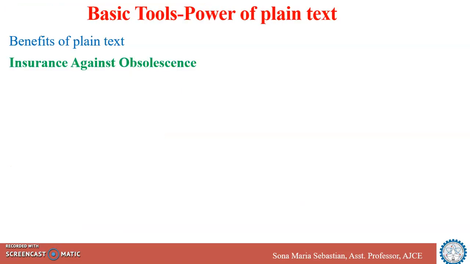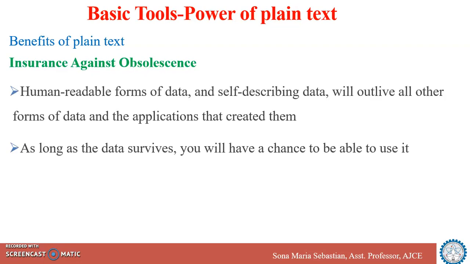Now, let us see some benefits of plain text. The first one is insurance against obsolescence. That is, human readable forms of data and self-describing data will outlive all other forms of data and the application that created them. That means, once the data has been stored as plain text, it can always be accessed. As long as the data survives, you will have a chance to be able to use it.